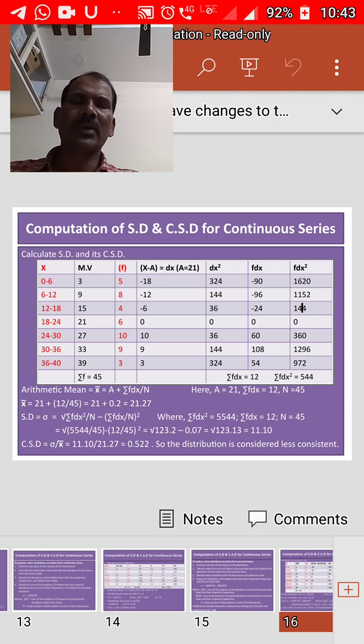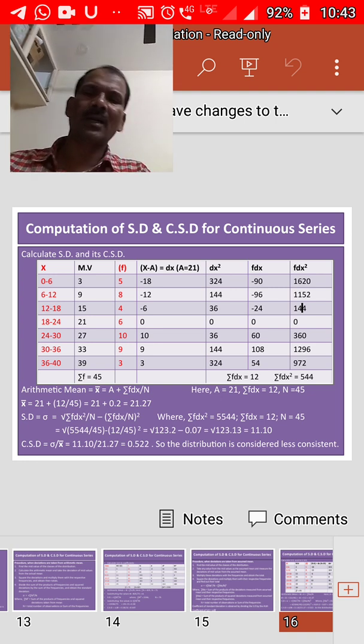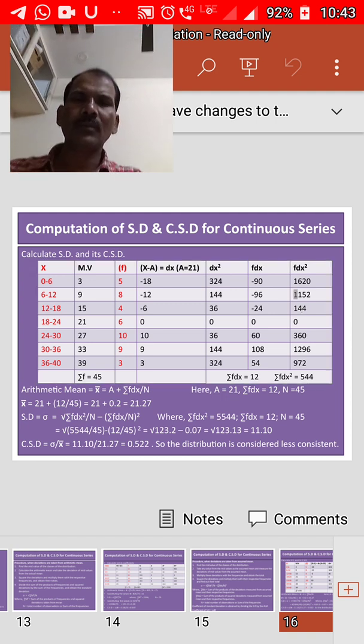Coefficient of standard deviation is equal to standard deviation sigma by x bar, that is 11.10 by 21.27, that is 0.522. As the coefficient of standard deviation is 0.522, the distribution is considered less consistent because the value of the coefficient of standard deviation is high.